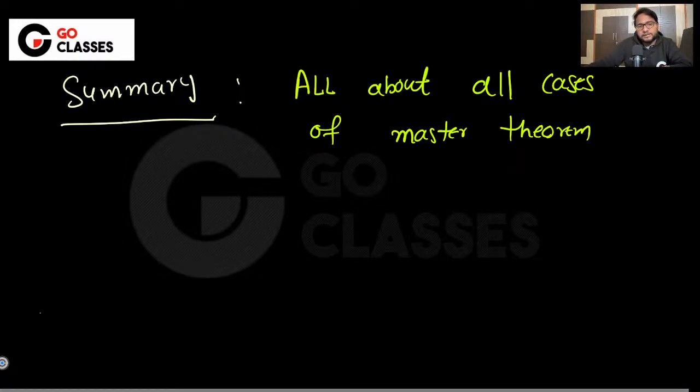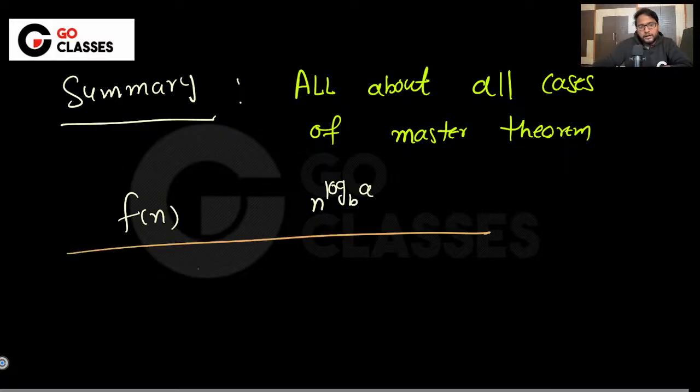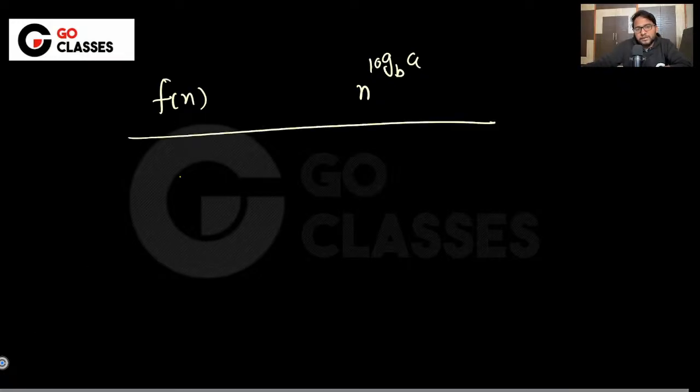So one case is that this is f(n), this is n to the power log base b of a. Let's suppose this is n square and this is n. If it is strictly greater or strictly lesser, then you know theta of n square is the answer. Okay, so let me go to the next page. Basically, if this is f(n) and this is n to the power log base b of a, let's suppose if it is n square and this is n, then what is the answer that you know, right? What is the answer? Theta of n square.